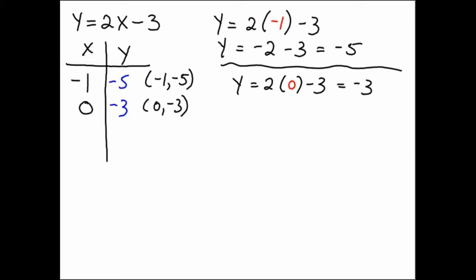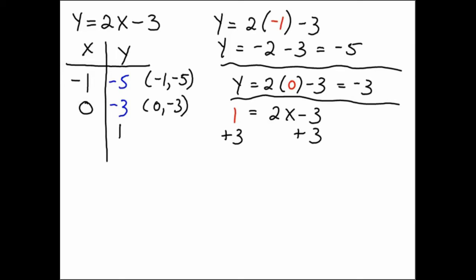Now let's choose some values of y. Let's say y is equal to 1. What this means is now where you see y, we're going to substitute 1 and then solve for x. So here we'll have to add 3 to both sides of the equation. So you have 4 equals 2x. Divide by 2. X equals 2.